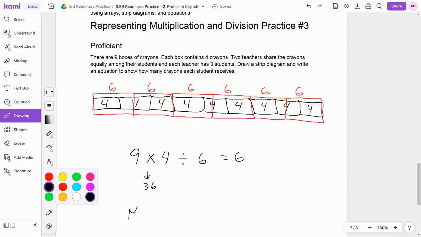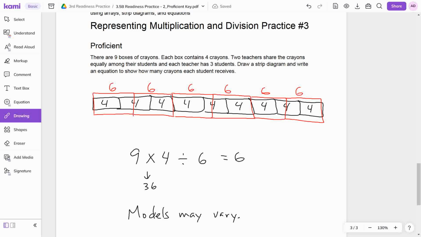So your model might be different than mine. There are a few different ways that we can represent this with a strip diagram. This is just one.